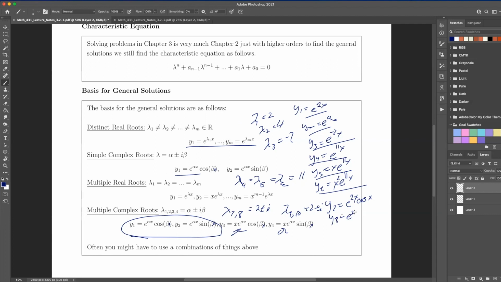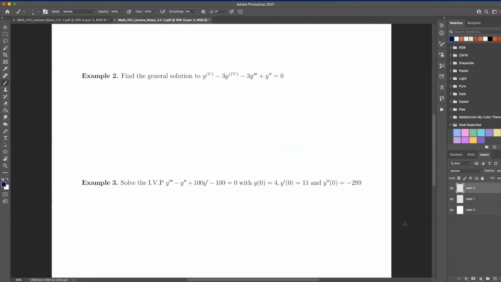y8 would be e to the 2x sine of x, and then y9 would be x e to the 2x cosine x, and y10 would be x e to the 2x sine x. Okay, and if it was repeated again, I'd have another set of x's. So just slap on x's if you have repeats up until they're unique. It works out the same. And so, given this, you should be able to handle everything at this point. So this is just an example. So let's go ahead and crunch through actual real examples.